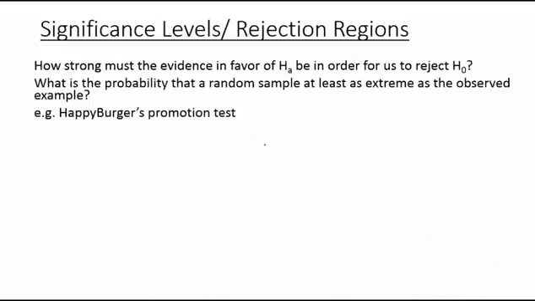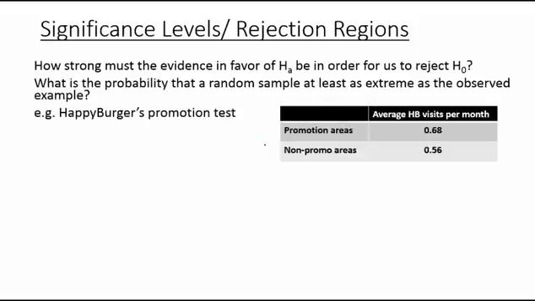Okay, so now let's apply this concept to Happy Burger and my little story I've been telling. And there's my data again, based on the surveys we did for the promotion areas. Remember, people get a free dessert with every meal. We're going to see if that draws more customers. That has 0.68 average visits per month of the people we surveyed. And the non-promotion areas have only 0.56 visits per month. That looks like there's an effect there, but we have to test it and see how strong that effect is, how likely we would have gotten that difference just through randomness and sampling.